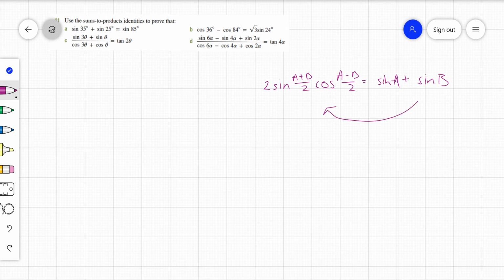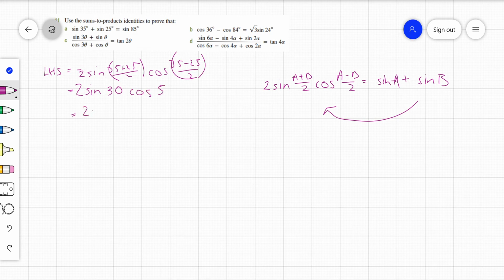All right, so using that, A is 35, B is 25. So I'll just write left-hand side, which equals sine 35 plus sine 25 equals 2 sine of 35 plus 25 on 2, and cos of 35 minus 25 on 2. So it becomes sine 30 and cos 5.